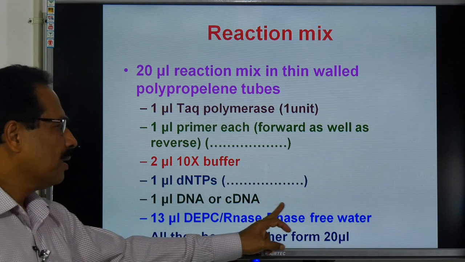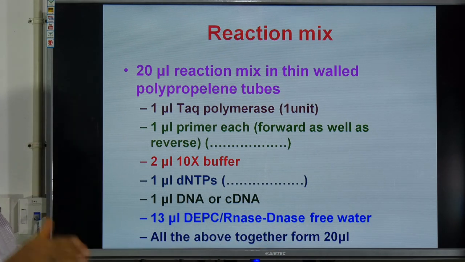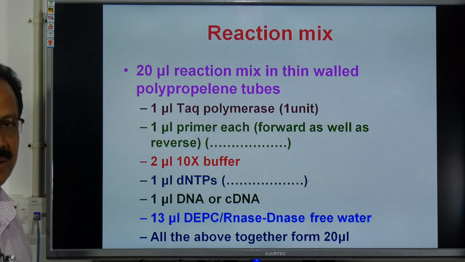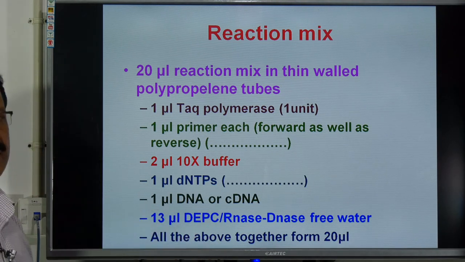If you are adding water with the DNA, what will happen? It will chop your DNA, your template, and also your product will be chopped. You will not get any final product. So that is important. DNA, RNA free water or nuclease free water or DEPC treated water. You can make this water in your lab.